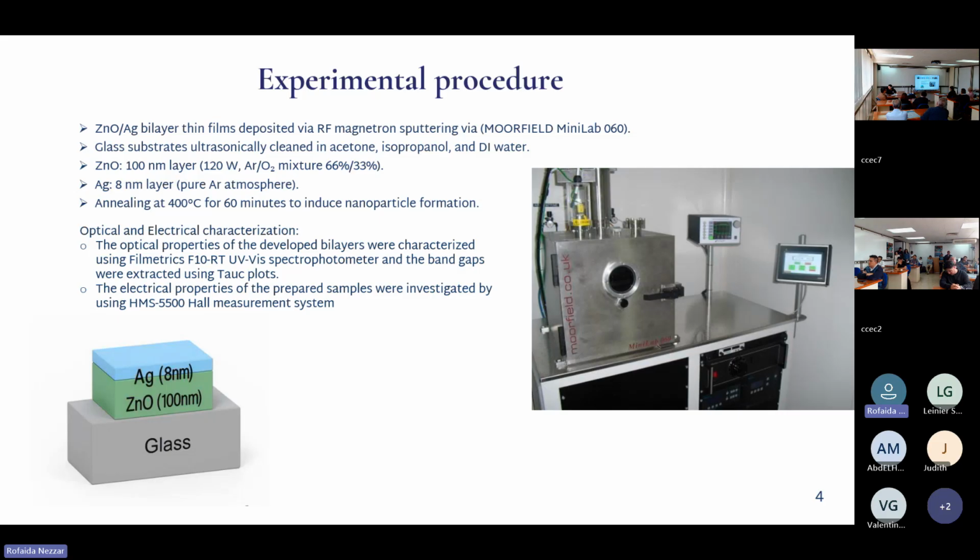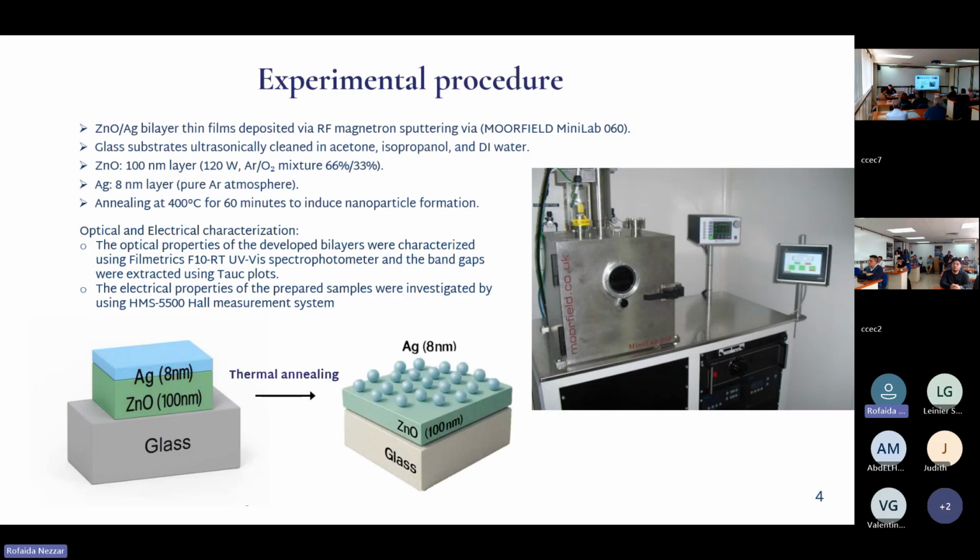After deposition, as depicted in these illustrations, the samples went through thermal annealing at 400 degrees for 60 minutes in order to induce the formation of silver nanoparticles, which play the key role here in modifying the optical and electrical behavior. And for the characterization, we used the Filmetrics F10-RT UV visible spectrophotometer for optical measurements and an HMS 5500 Hall system for electrical measurements.